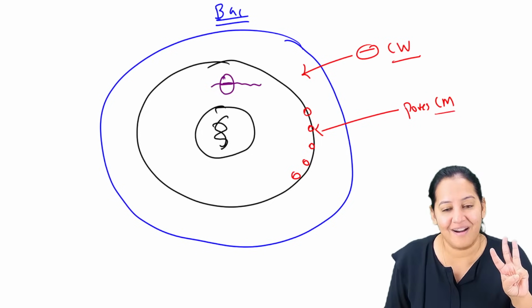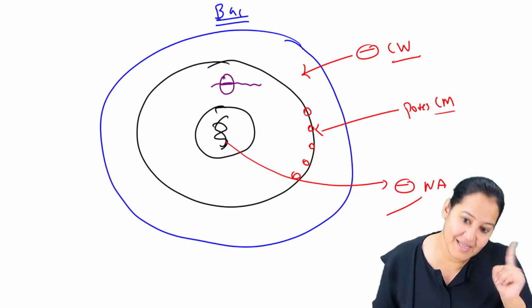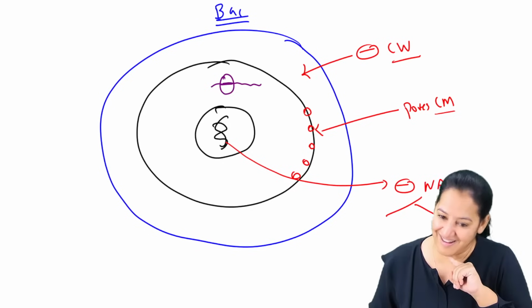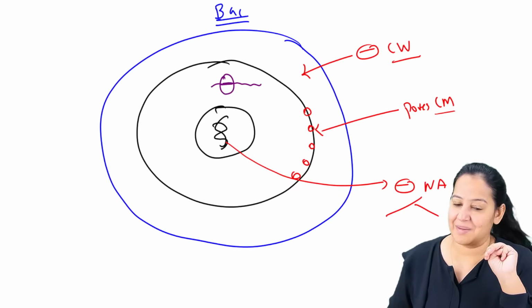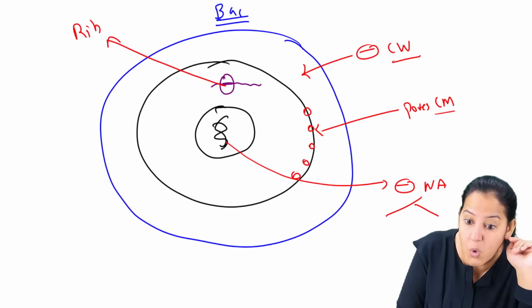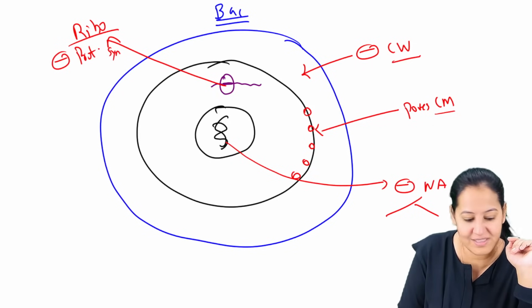The third mechanism: there are certain drugs which act on the nucleus. They inhibit nucleic acid synthesis, maybe DNA synthesis inhibitors and RNA synthesis inhibitors. I will tell you these drugs also. And the fourth and last mechanism: there are certain drugs which act on the ribosome and inhibit protein synthesis in the bacteria.